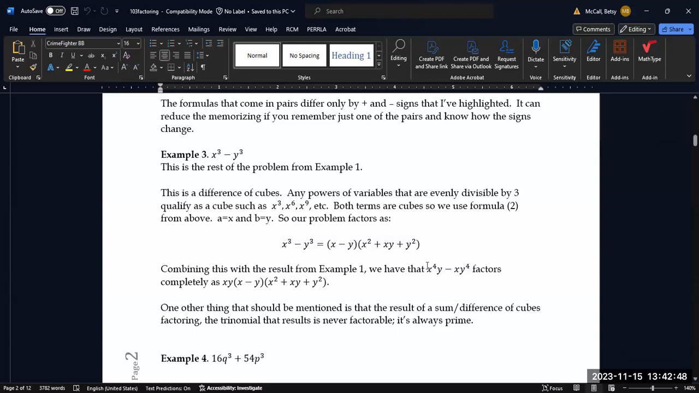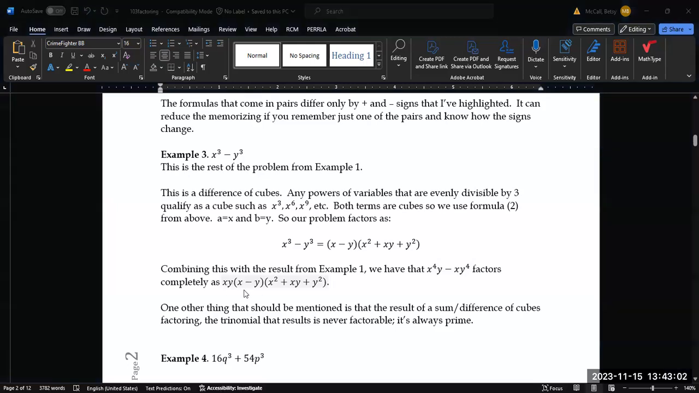So once we've factored this expression, we have a complete factorization of our original x to the fourth y minus xy to the fourth. We have our greatest common factor xy, and then the remaining factors are x minus y and x squared plus xy plus y squared.